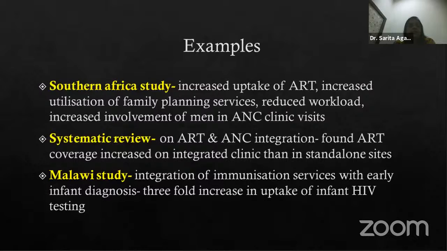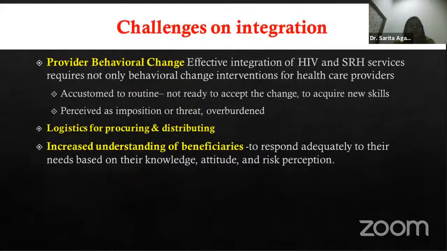A systematic review has shown that if ART is given and ANC integration is done, it shows more coverage in the integrated clinics than in standalone clinics. Another Malawi study showed the integration of immunization services with early infant diagnosis, and there was a definite threefold increase in the uptake of infant HIV testing and the continuum of care for the infants. And this way, childhood HIV can definitely be eliminated. There are many such examples.